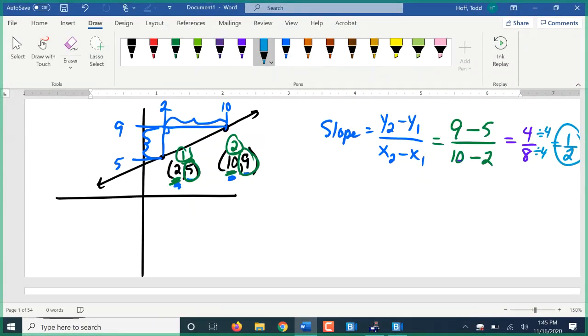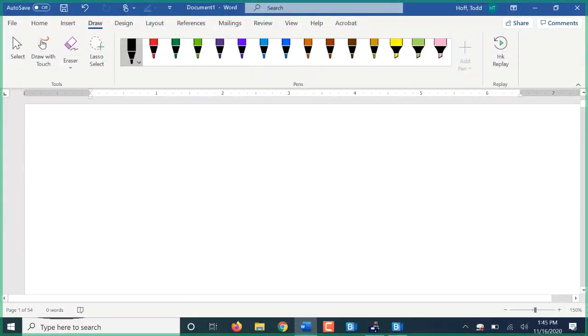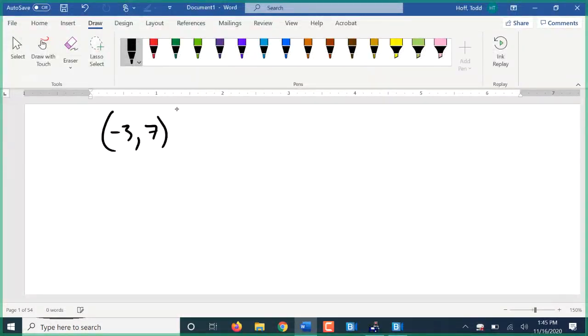So we can take points off the graph, find their grid points or coordinates, and put them into that slope formula. Or we could just be given the points and not be given the graph. We might be just given the points (-3, 7) and (6, -5).